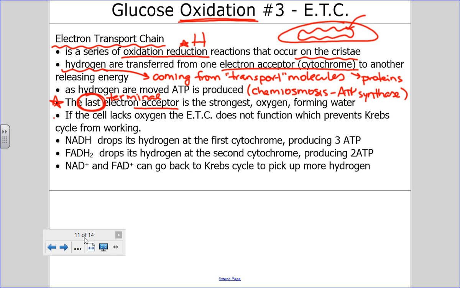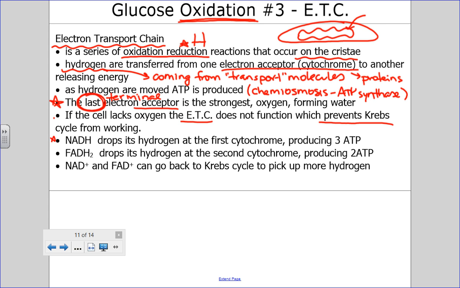Now the next point explains why oxygen is necessary. If the cell lacks oxygen, the ETC doesn't work. It can't work if the last acceptor is not there. It makes the whole rest of the system back up. If that doesn't work, neither does the Krebs cycle. So that is why, even though oxygen is not officially part of the Krebs cycle, it won't work if oxygen is not present. And that's because the products of the Krebs cycle have to go to the electron transport chain. If it's not working, the Krebs cycle gets backed up as well.